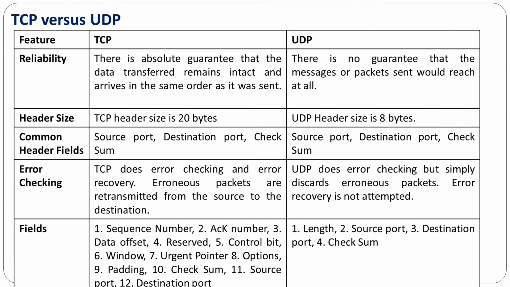Then error checking. In TCP, error checking takes place and error recovery is also there. If an error is found in a packet, it is discarded and retransmission takes place. In UDP, error checking also takes place, but if an error is found, the packet is simply discarded and not retransmitted again. So it is less reliable, that is why. And there are more fields used in TCP compared to UDP.